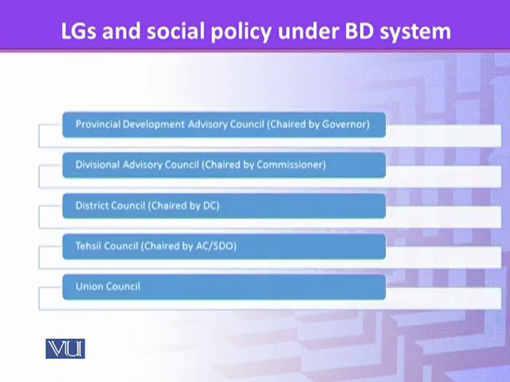So in this way, the local government was linked to the provincial government and the federal government. The 5 tiers under the basic democracy system were the Provincial Development Advisory Council, which was at the provincial level, or at the wing level. At that time, there were 2 wings of Pakistan, the West Wing, which was West Pakistan, and the East Wing, which was East Pakistan. Second tier was the Divisional Advisory Council, at the divisional level, and it was chaired by the commissioner. The third level was the District Council. It was chaired by the District Commissioner, the Deputy Commissioner.